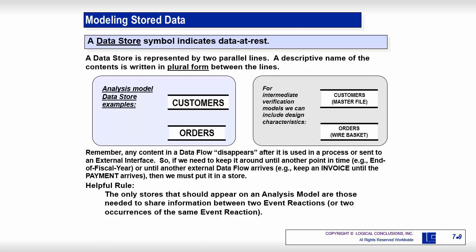An example of two occurrences of the same event reaction is an event reaction that raises a product price 5%, then another later occurrence of that event reaction that raises the price 10%. A little technical there, but it's important when we see that data stores form the link between process analysis and information analysis. We'll talk more on this later.